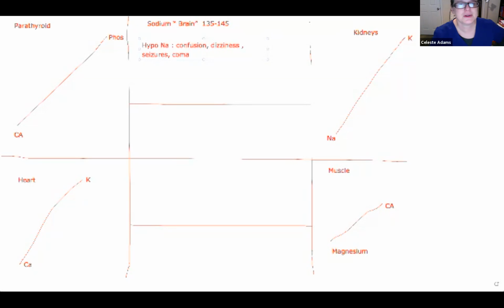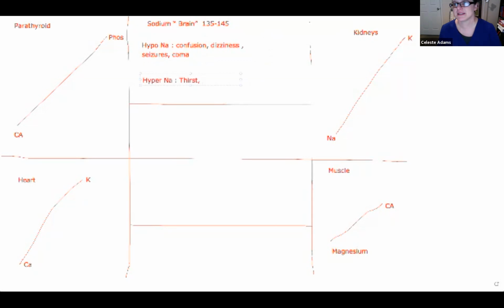I've said it many times. What is going to happen in hypernatremia? Thirst, with the above signs. You're going to still have the same brain symptoms that you would have in hyponatremia, except you're going to have thirst in hypernatremia. So thirst, confusion, dizziness, seizures, coma.